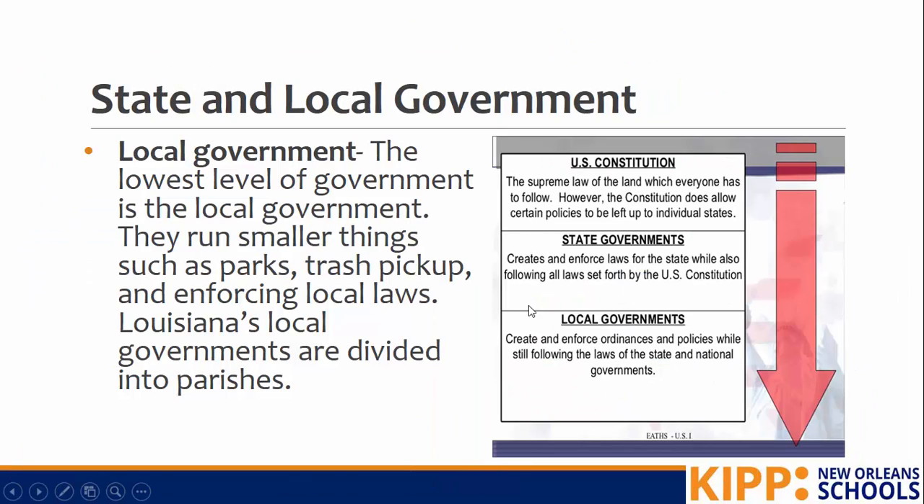And so going down, we talked about national government and state government. Now let's look at local government. The lowest level of government is the local government. They run much smaller things like parks, trash pickup, and enforcing local laws. Louisiana's local governments are divided into parishes. So we're the only state in the country that has parishes instead of counties. But again, these local governments are dealing with really small things, day-to-day operations. We in New Orleans probably see our local government in action a little bit more than the others because we're living in that community, and they are the ones that are managing the community.